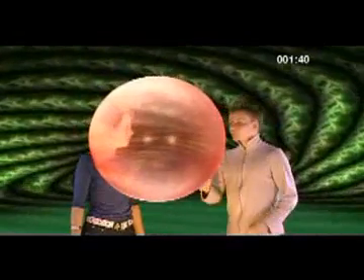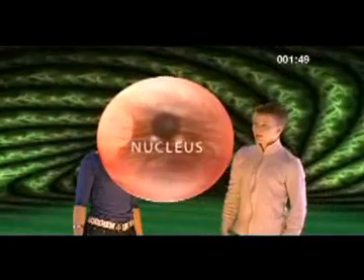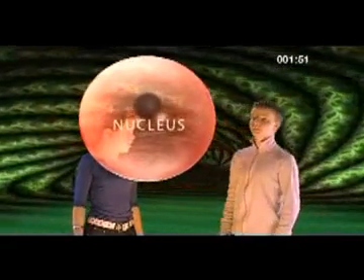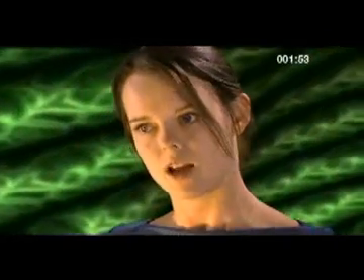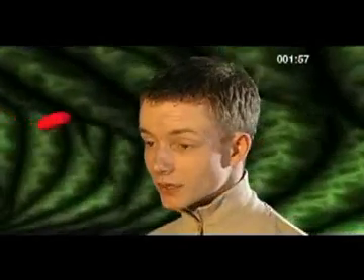Is that it? Don't we need anything else to make a cell? Well, there's one more really important ingredient, and that's a nucleus. That controls what the cell does. So we've got 3 ingredients then. A nucleus, cell membrane and cytoplasm. Yes, except for a red blood cell, which doesn't have a nucleus.